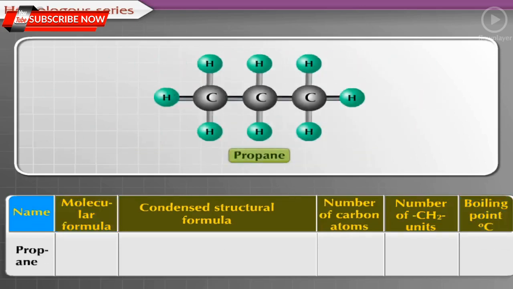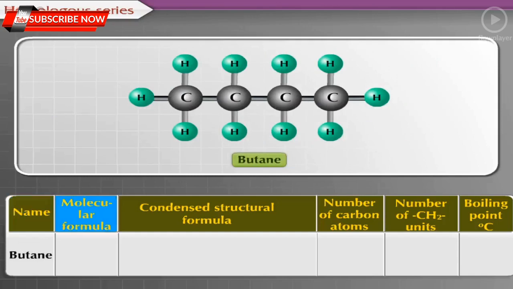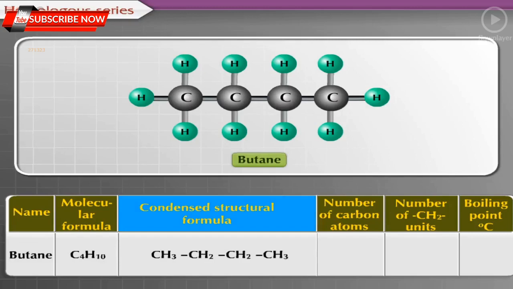The molecular formula of propane is C3H8. Its condensed structural formula is CH3CH2CH3. The number of carbon atoms is 3. The number of CH2 units is 3 and its boiling point is minus 42 degrees Celsius. Then, butane. Molecular formula C4H10. Its condensed structural formula is CH3CH2CH2CH3. The number of carbon atoms is 4. The number of CH2 units is 4 and its boiling point is 0 degrees Celsius.